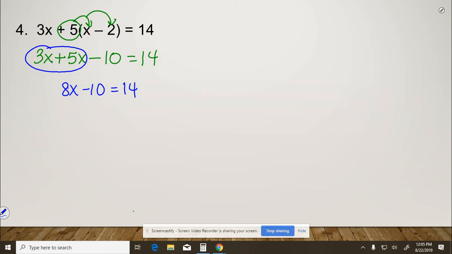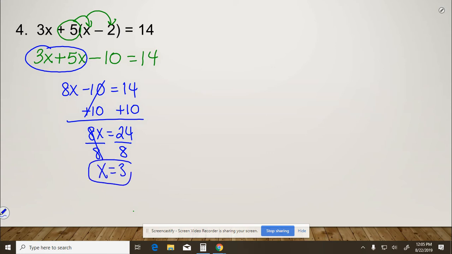We start by getting rid of the constant, which is -10, add 10 to both sides, so 8x equals 24. Then get rid of the coefficient by dividing by 8, so x equals 3. Final answer.